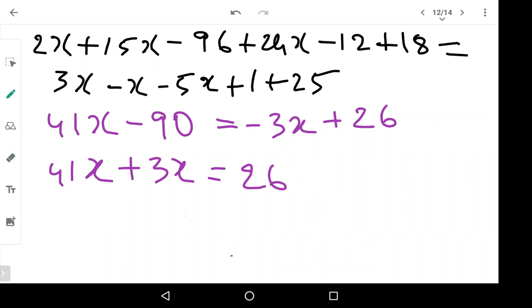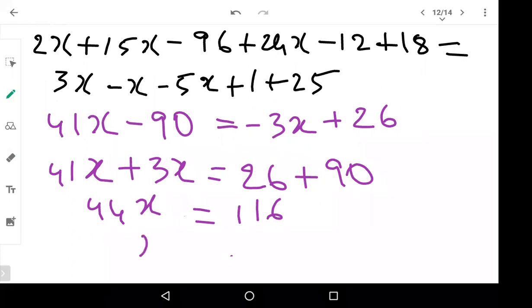26. 90 to the other side. Plus 90. 41 plus 3 is 44x is equal to 90 plus 26 is 116. 116. Next, x is equal to 116 divided by 44. Okay. Now here you can simplify this. Okay. How do you simplify?